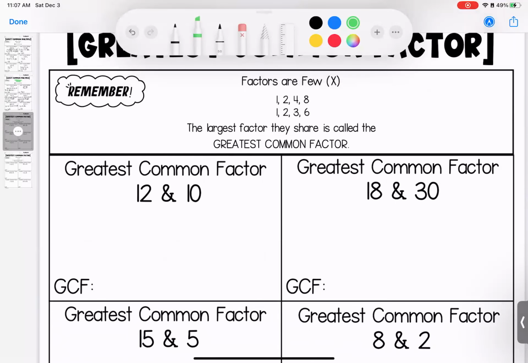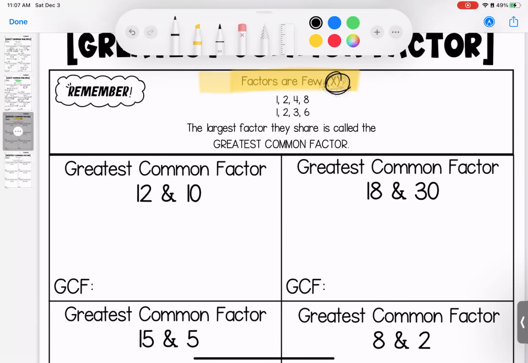We are now in the land of factors. Remember that factors are few. We multiply to get our answer. That's what that little X is, a reminder that we multiply to get our answers. Remember with factors, factors are few.